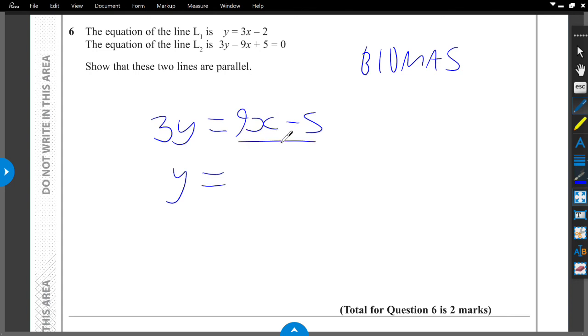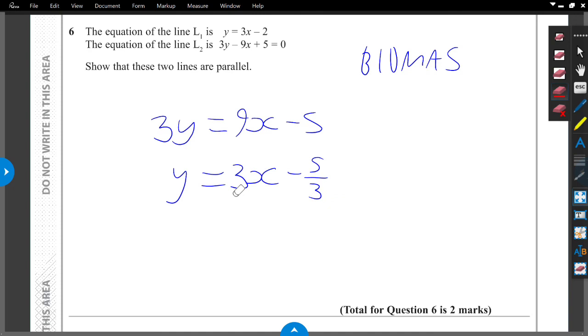Now I could have just put all of that over 3, but that's not really going to help us. We want to keep it in the form y equals mx plus c. So I'm going to break that up into dividing both of these terms by 3 individually. 9 divided by 3 is 3. And I could just leave that as 5 over 3. We're not actually concerned with that one; that could be anything. What we're concerned about is this number here. And this also has a gradient of 3. And we've shown that by rearranging this equation.